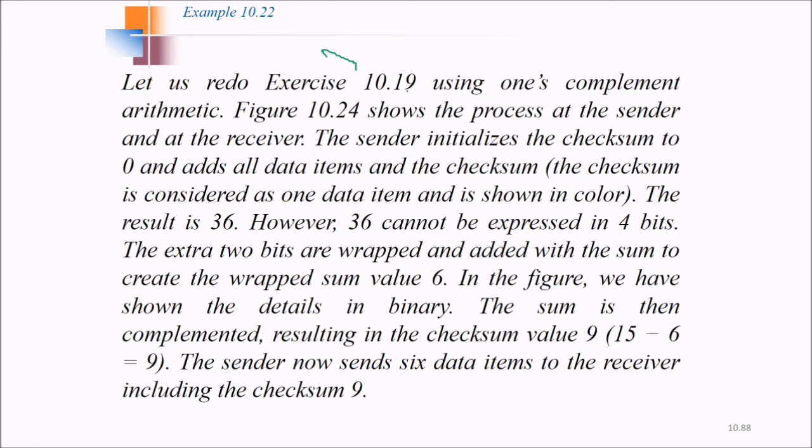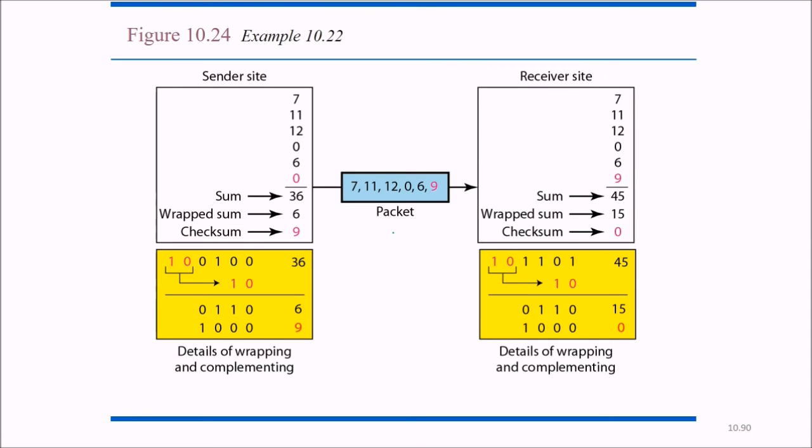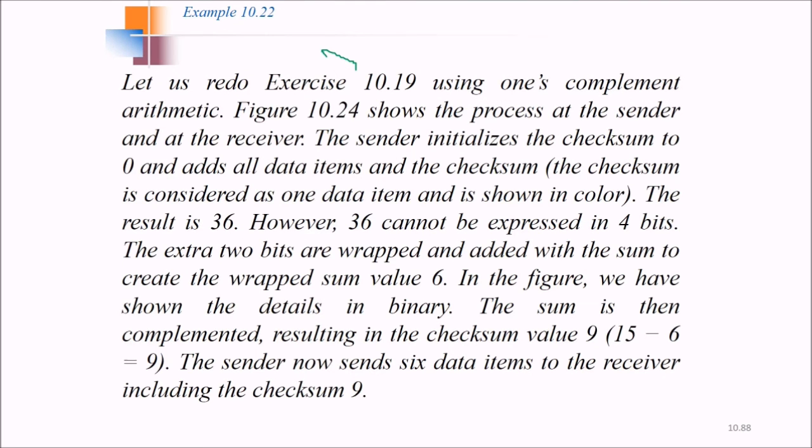We'll redo the previous question using one's complement arithmetic. We have a figure showing the process at the sender and the receiver. So this is the figure. The sender initializes the checksum to 0 and adds all data items and the checksum. The checksum is considered as one data item and it is shown in color. The result will be 36. However, this 36 cannot be represented in 4 bits.